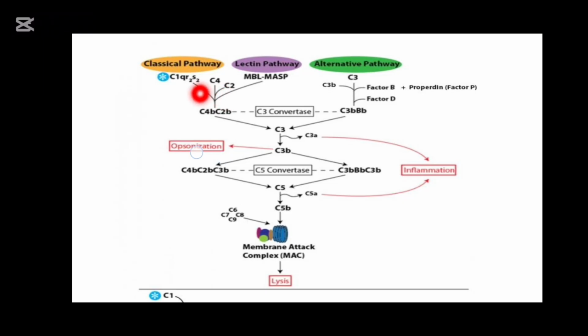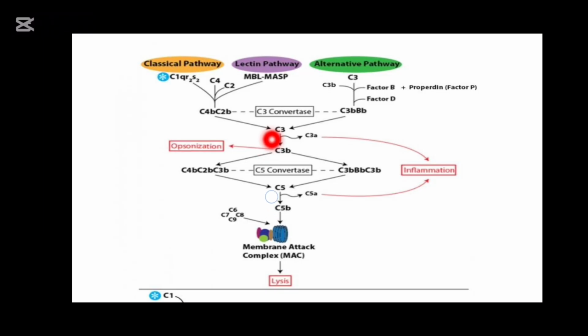However, the initial activation is different. Classical is C1, and with lectin it is the mannose-binding lectin with the enzyme MASP. And with the alternative pathway, C3b combines with factor B and then factor D to form this. This is a different protein, however, its function is the same as the C3 convertase. So at this level, we have the same C3 convertase.